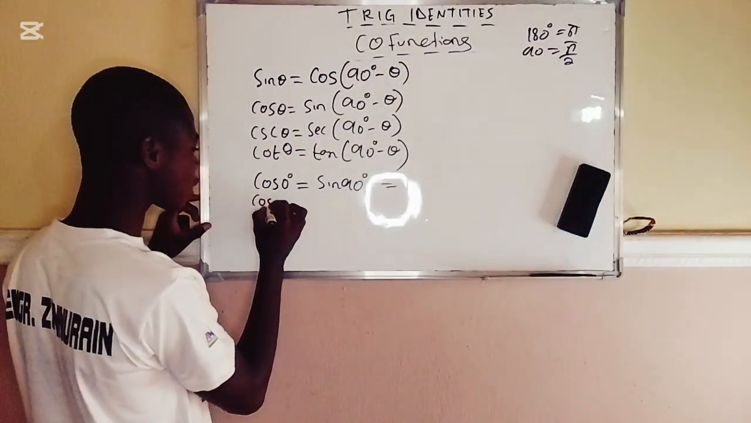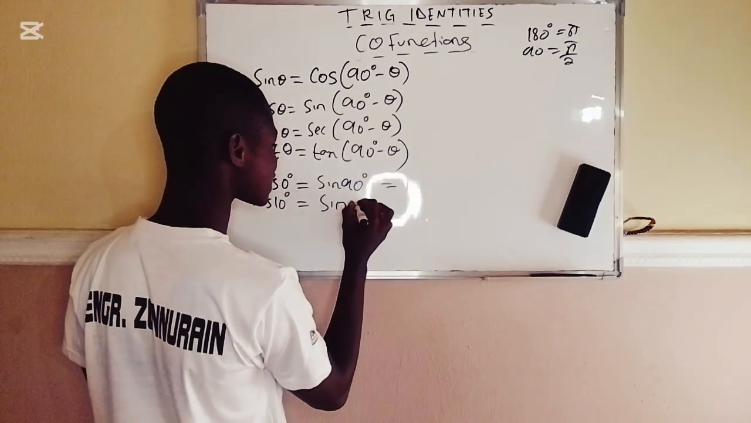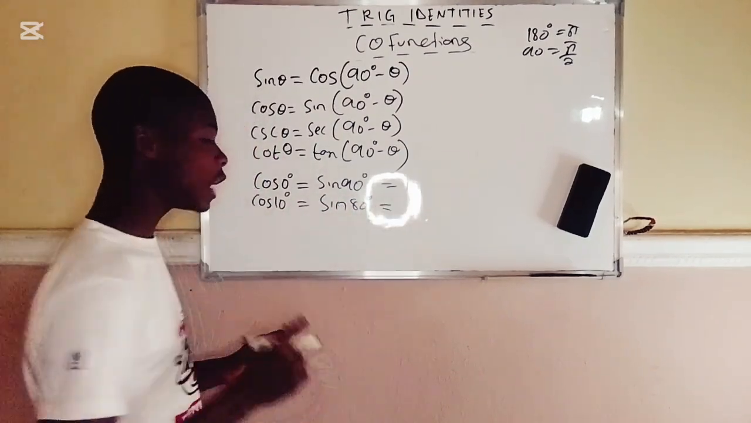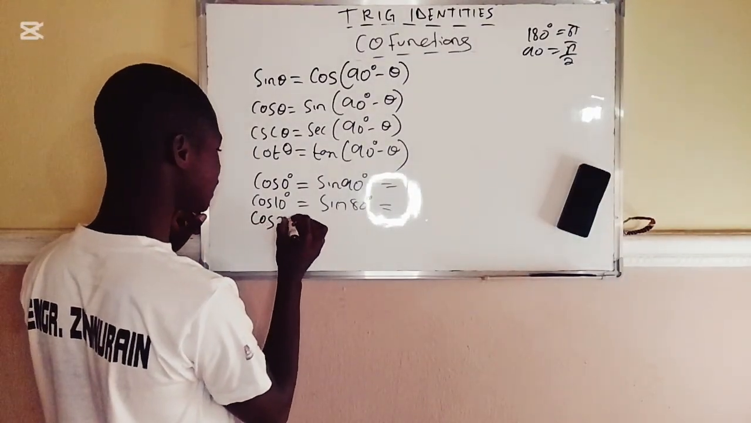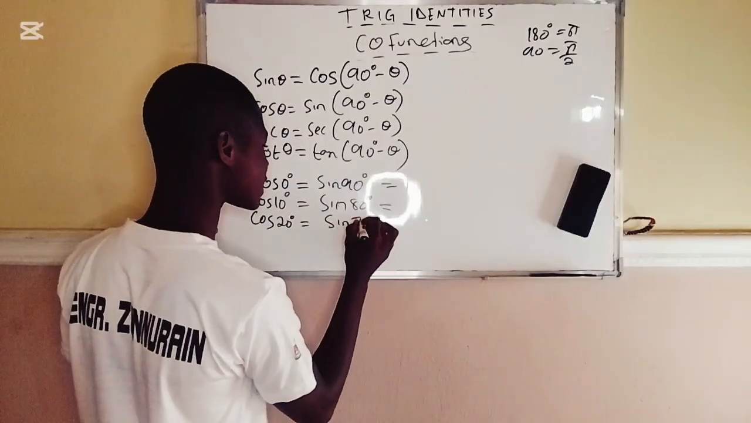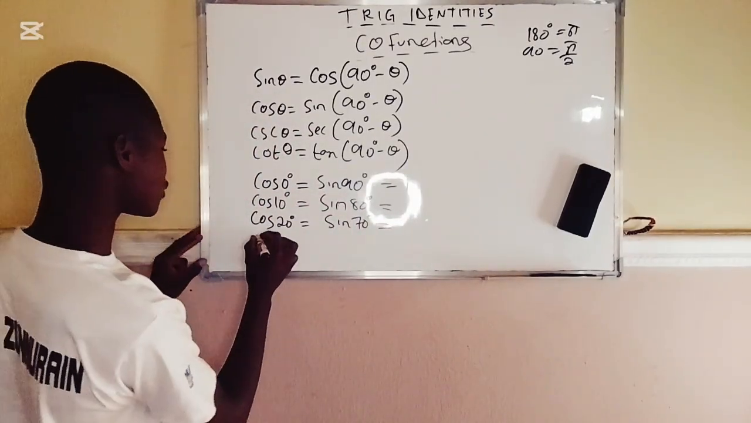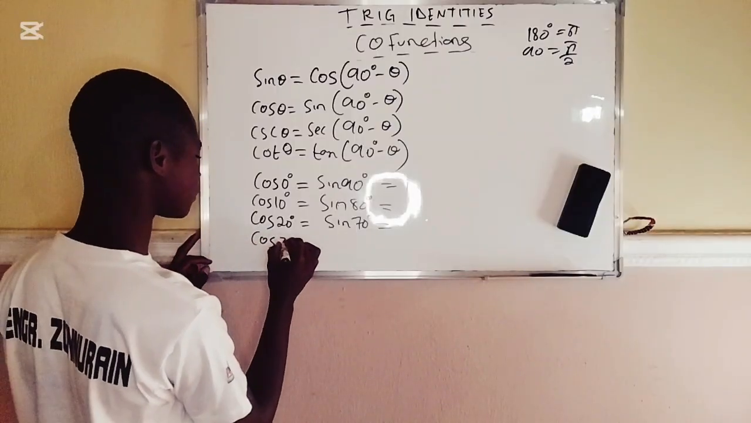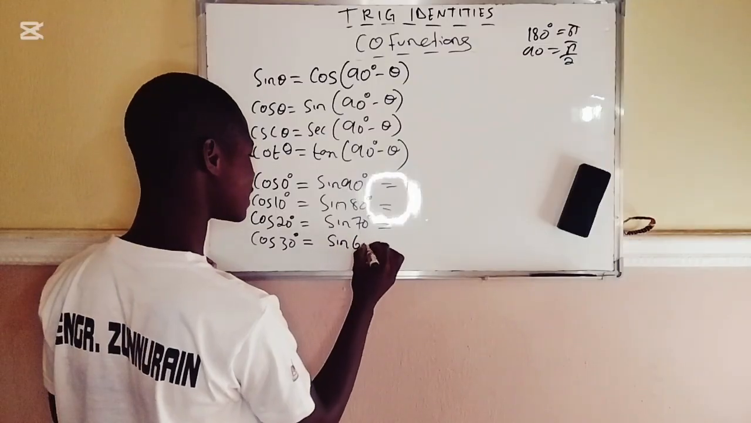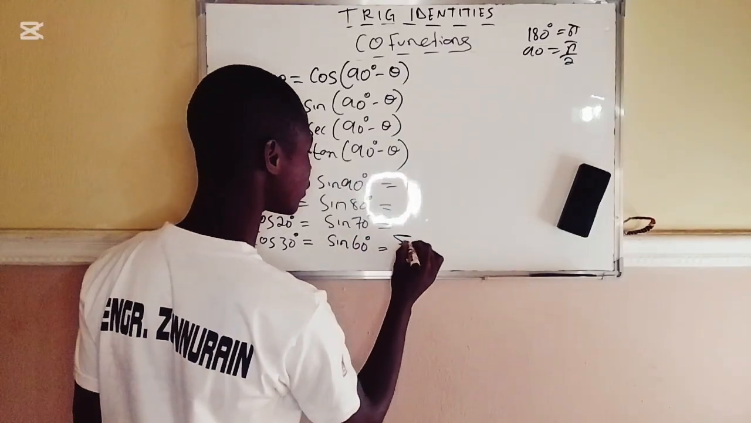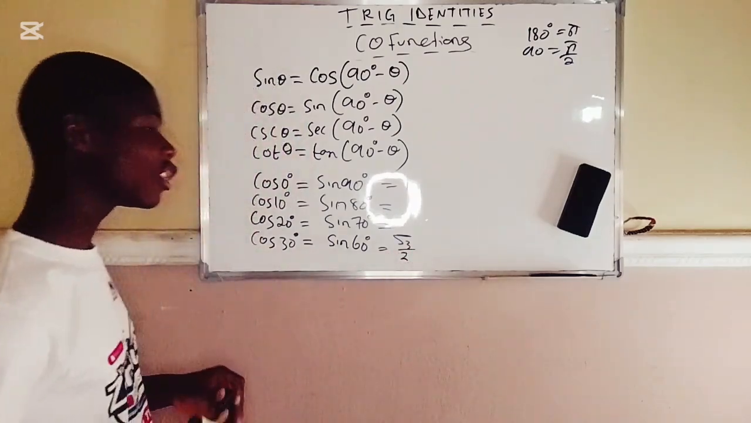And also, if I say cos 10 degrees with sine 80 degrees, it will be the same. And also cos 20 degrees with sine 70 degrees, also the same. And also cos 30 degrees, the same thing with sine 60 degrees, it will be the same, which is root of 3 over 2.